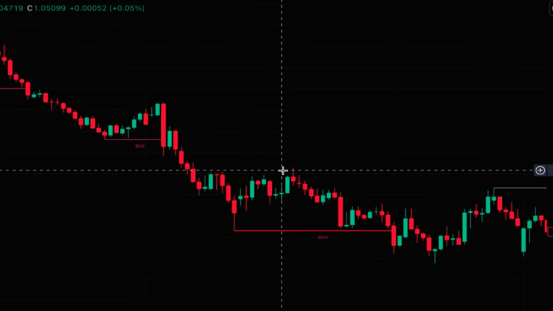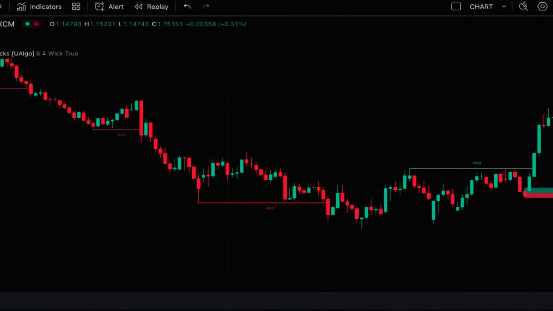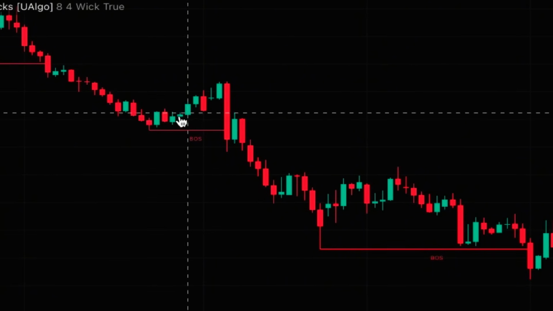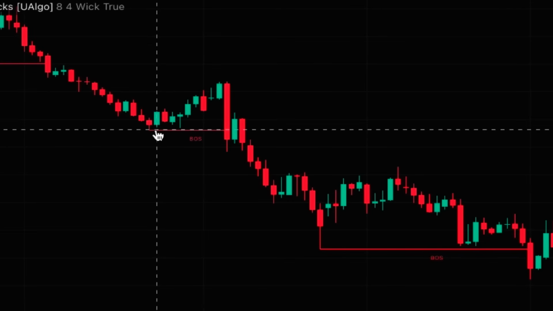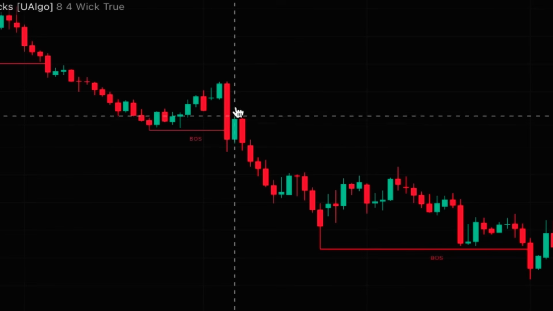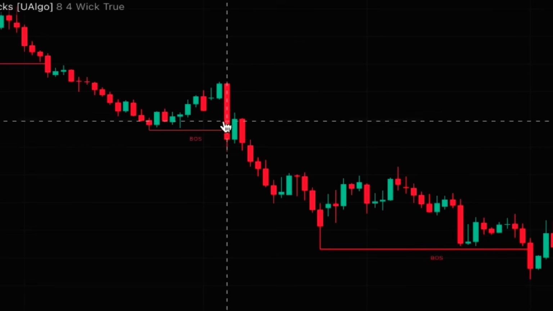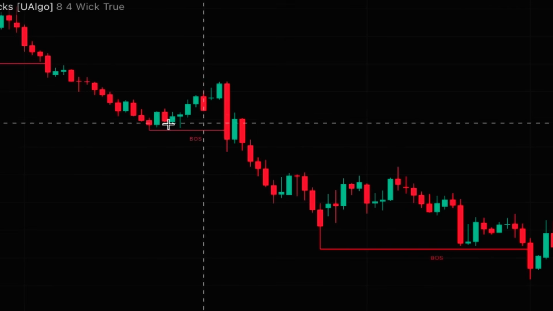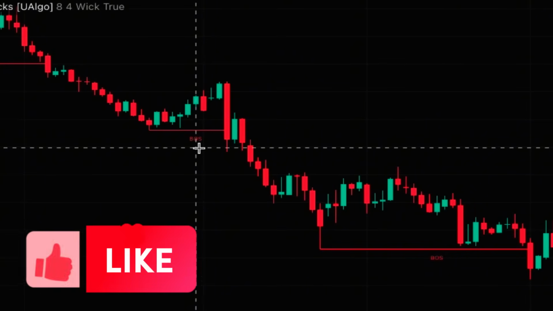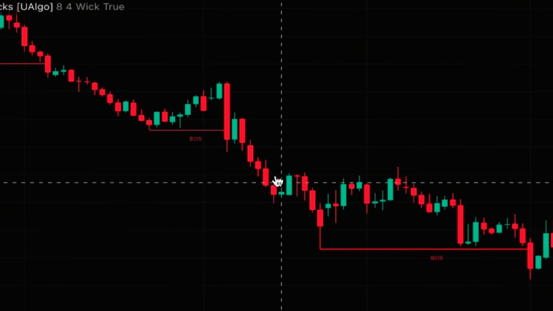In downtrends, as I explained earlier, the price makes lower highs and lower lows. When the price makes a lower low and goes for a pullback, this low can act as a potential support level, preventing the price from going lower. When this level is broken and we get a candle closed below this level, this is called break of structure, and it is shown by BOS, and this is a signal that the price is probably going to decline more.